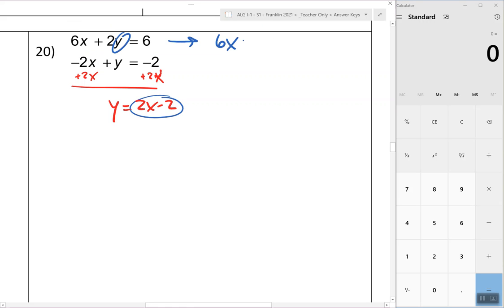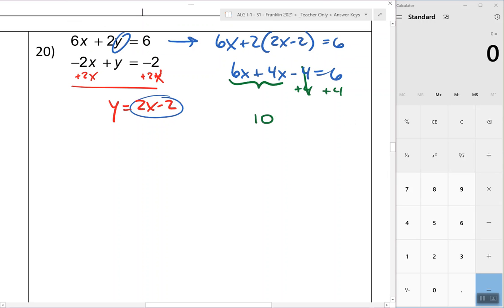And now I'm going to take that expression, plug it in right here for y. So 6x plus 2 times 2x minus 2 equals 6. Let's go ahead and distribute. 6x plus 4x minus 4 equals 6. Now we can combine like terms, and we're going to add 4 to both sides there. So we end up with 10x equals 10, which means x equals 1.